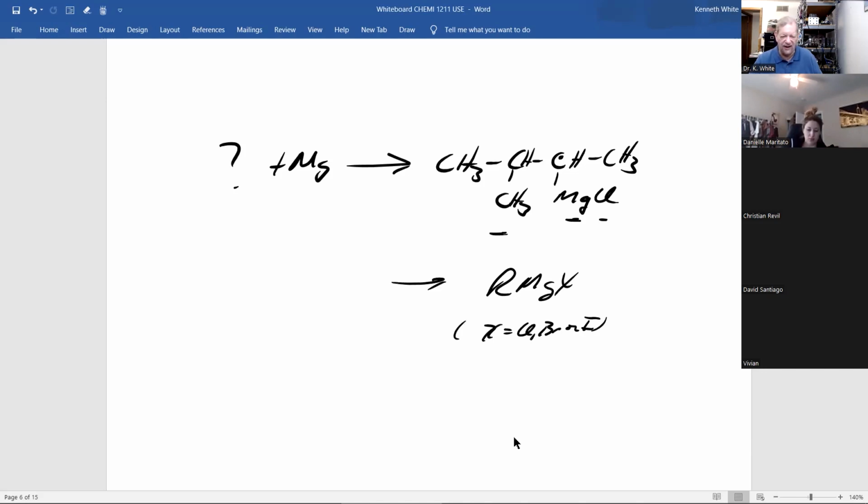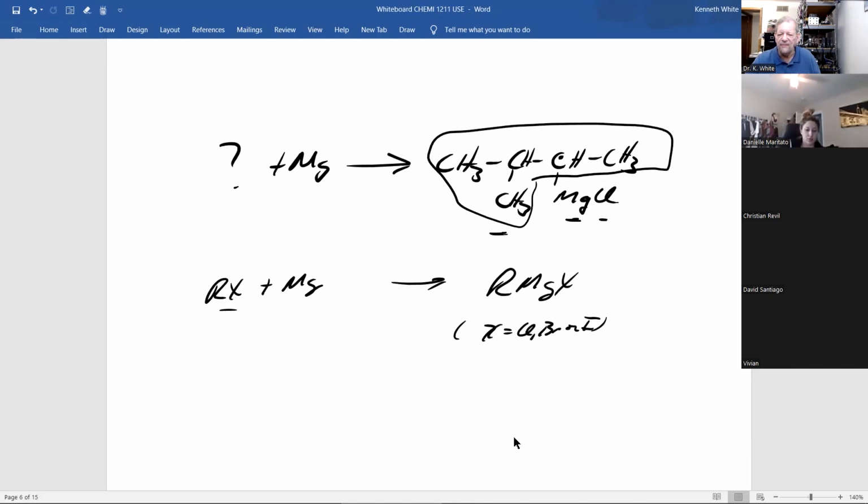And how do you react a Grignard? Or how do you make it? You react an alkyl halide with magnesium. And what's our R group? That. So I have 1, 2, 3, 4 carbons. I have a methyl group.